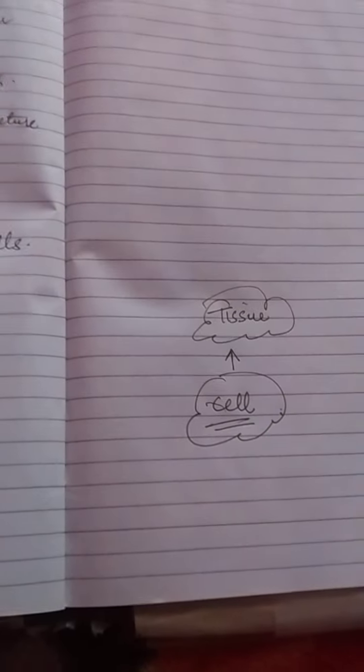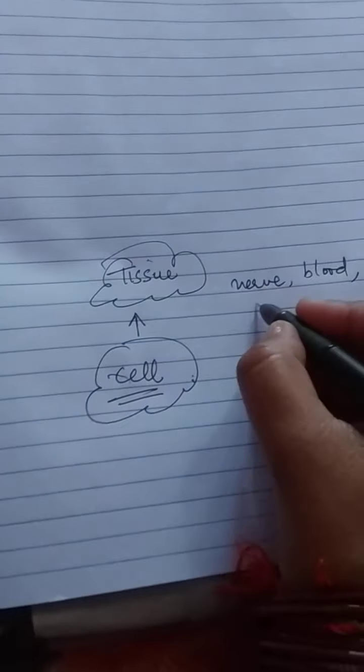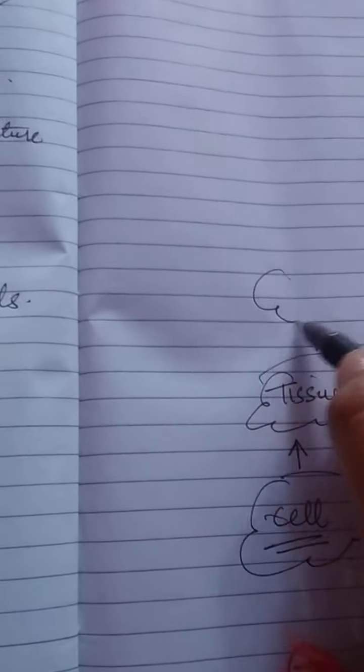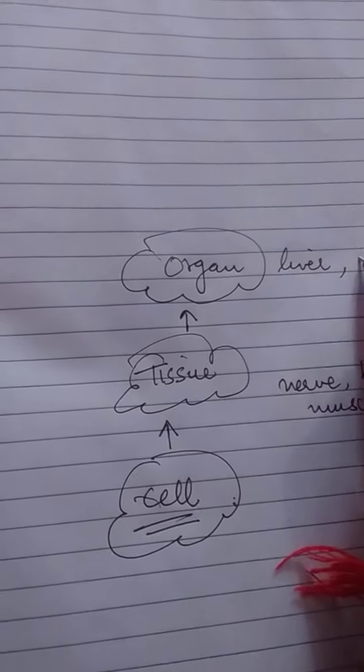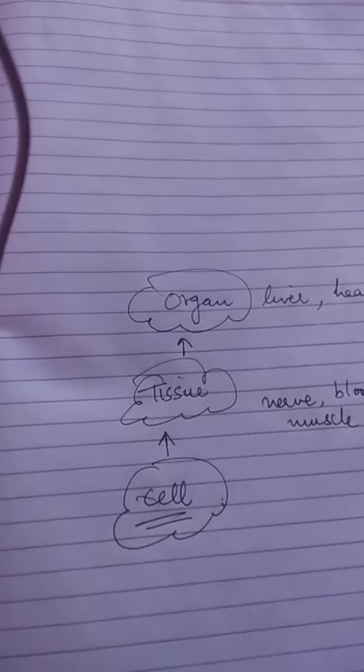Right? When a group of cells are combined, they are called tissue. A group of cells that perform a particular function is called tissue. The best examples are nerve, blood, bone, muscle, and so on. And when tissues are combined together, they form an organ, like liver, heart, and any organ of an organism, because they perform particular functions, because particular tissues are present there.